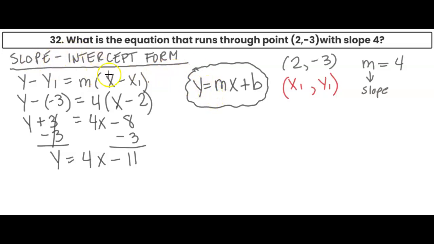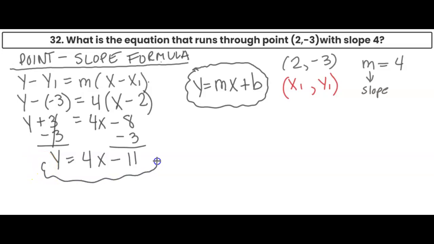And actually, let me just correct myself here. What I wrote on the top, the slope-intercept form, it's actually called, correction on my part, I apologize for that, it's actually called point slope. Point slope formula.